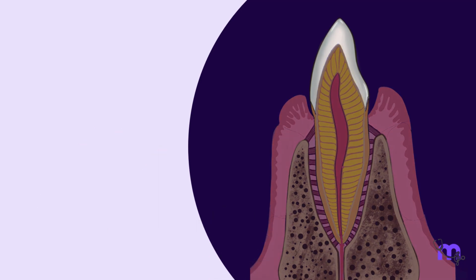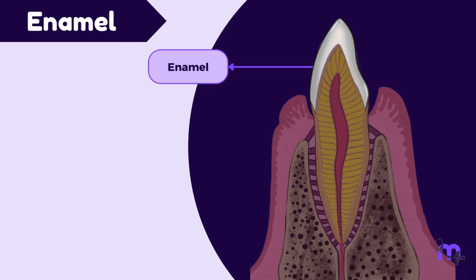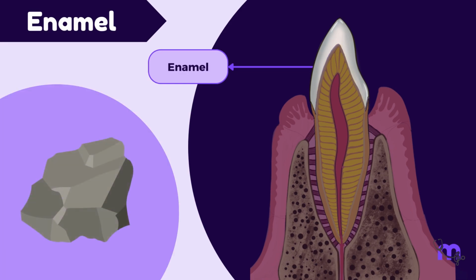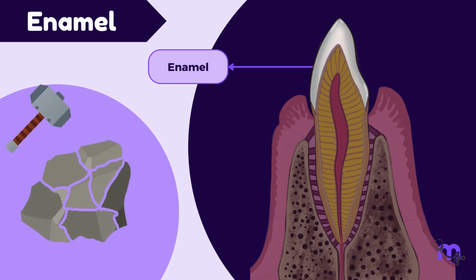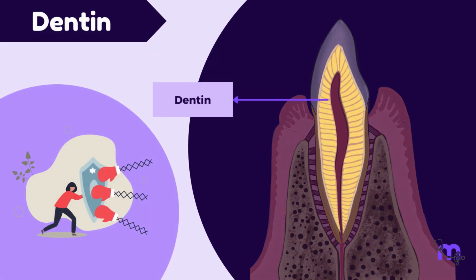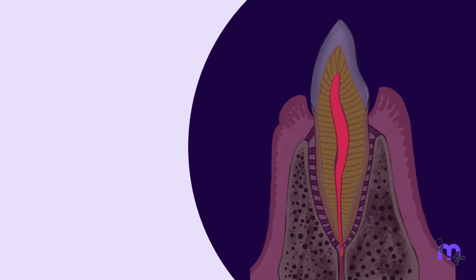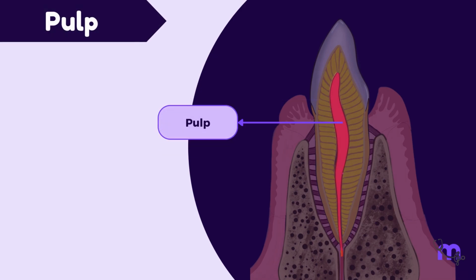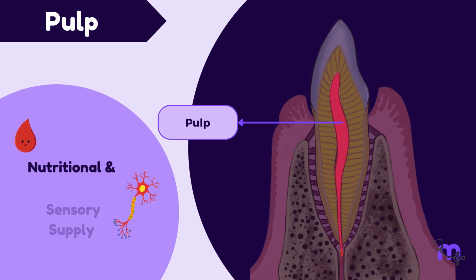The first layer you encounter is the outermost portion of the crown. The enamel, which is the hardest substance in the human body, but is equally brittle. The next layer is the resilient dentin, which forms the bulk of the tooth. Once you remove the first two layers, you can see the pulp, which provides the nutritional and sensory supply to the tooth.